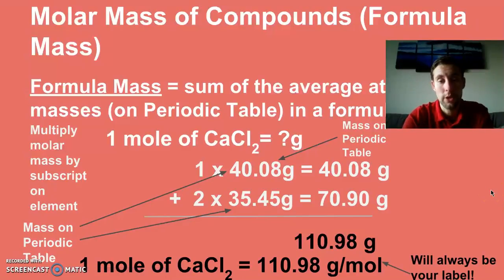Yeah, so grams per mole is always going to be your units. It looks like it's missing an E. We'll get to that in a little bit.